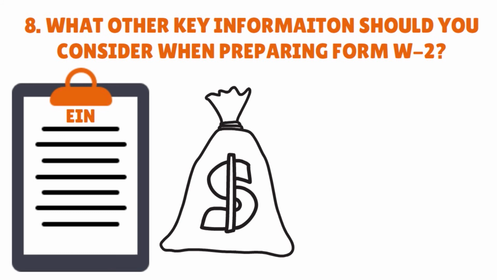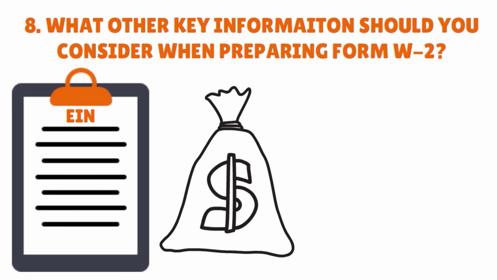And box 12. Box 12, if you have more than 4 items, you will need to put the additional items on a second or third W-2. We've seen employers using three W-2s for one employee. All right, okay? But do not include the employee's wage and withholding on the additional W-2s.